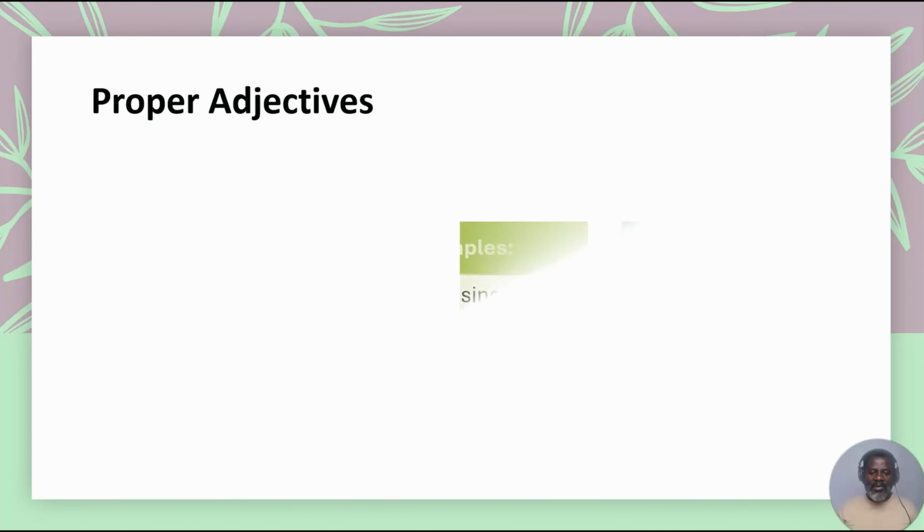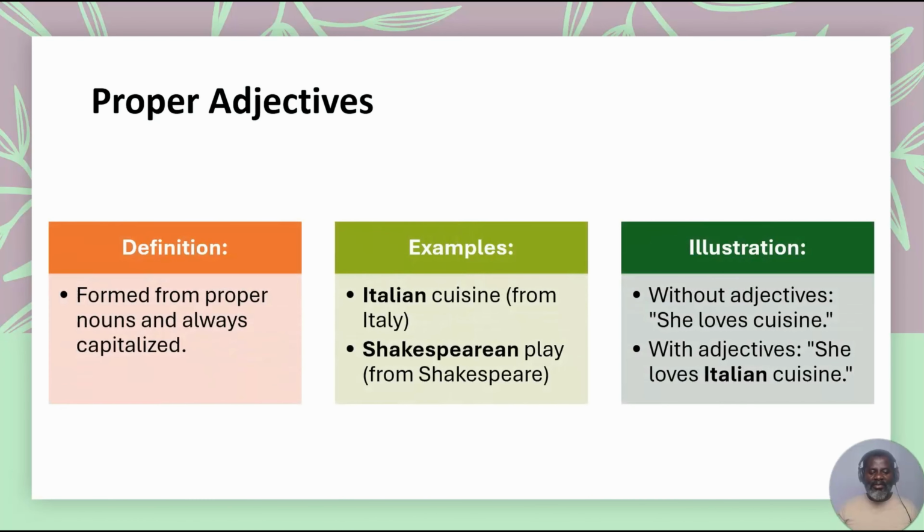Let's look at proper adjectives. Proper adjectives are formed from proper nouns and are always capitalized. If you look at nouns, I'll put a link in the description, a proper noun is always capitalized. Therefore, when we form adjectives from proper nouns, we make those adjectives capitalized too. Let's look at examples. Italian cuisine, which is from Italy. From the word Italy, which is a proper noun, we form Italian. Shakespearean play. Again, from the name Shakespeare, we form the word Shakespearean. And therefore, Shakespearean is always capitalized.